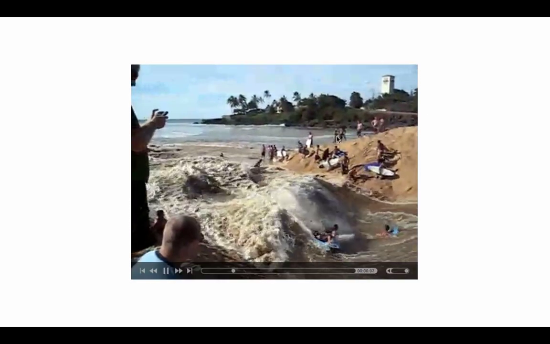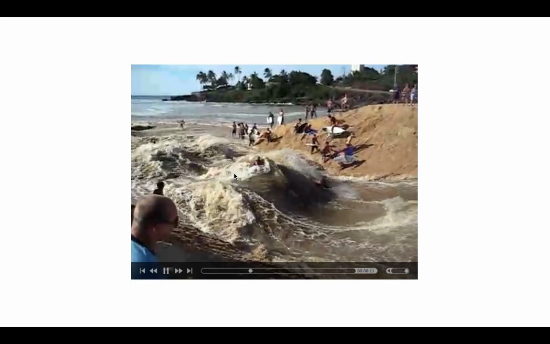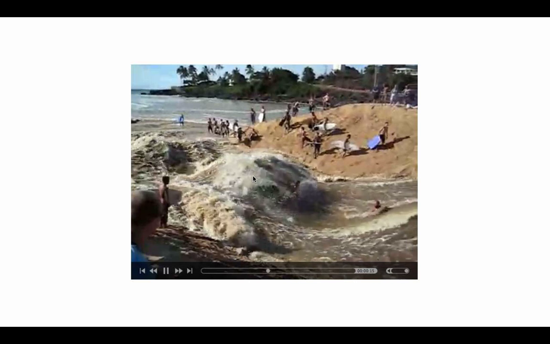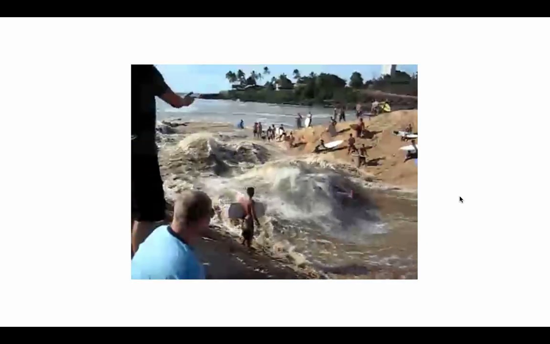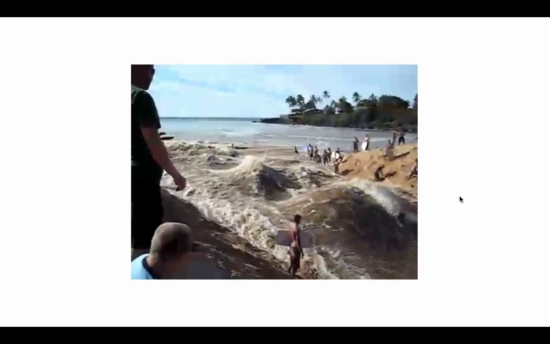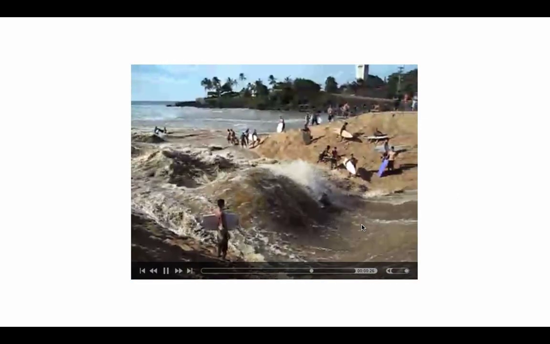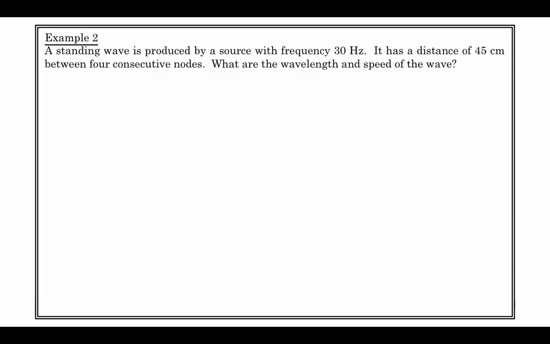This is another example from YouTube of a river emptying out into a basin. And you see major waves here. But I want you to think about this. Are these considered standing waves? Yes or no, are they considered standing waves? And when you have an answer, we can discuss it in class.